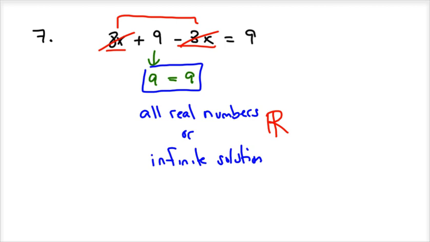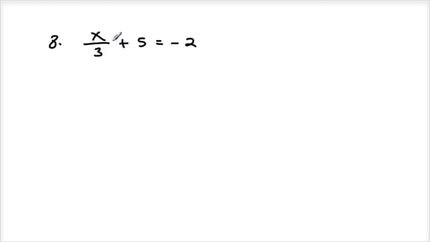Okay, a couple more examples. Alright, so now we have some division. x divided by 3 plus 5 equals negative 2. So this is just like the last examples we've done. So x over 3 plus 5 equals negative 2. So the first thing we did was get rid of the number without the variable. So we're going to do the same approach here.